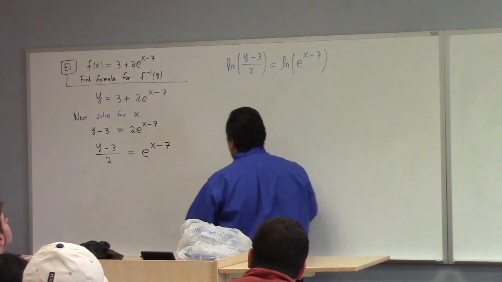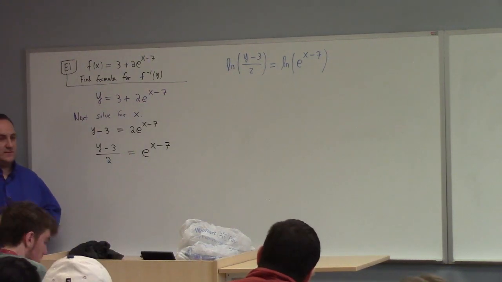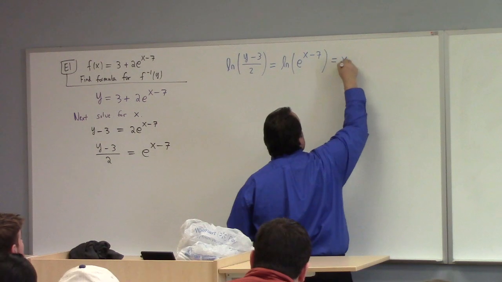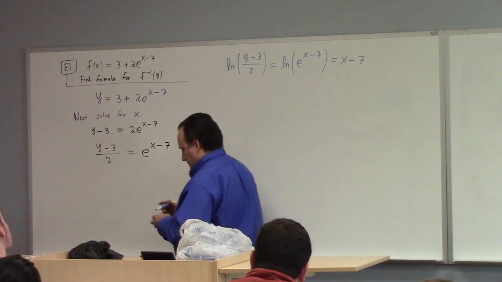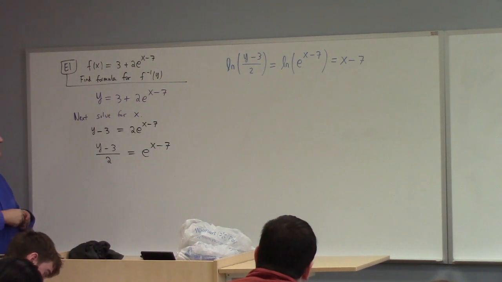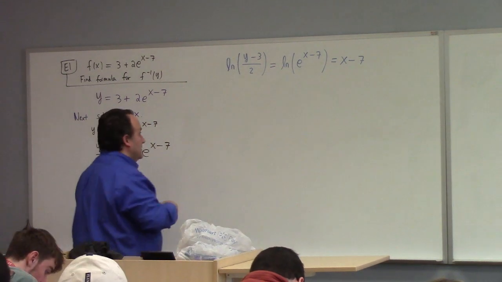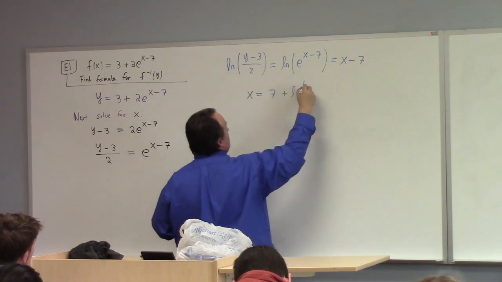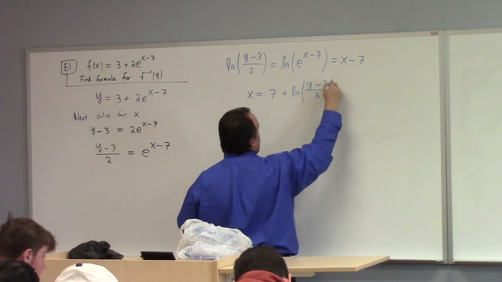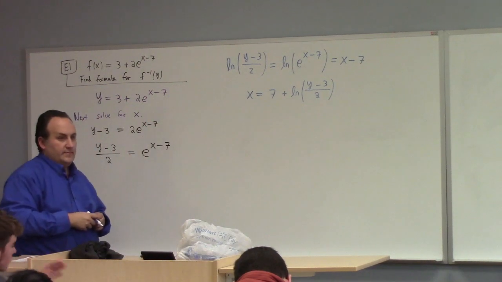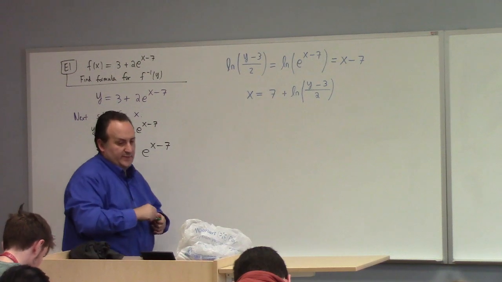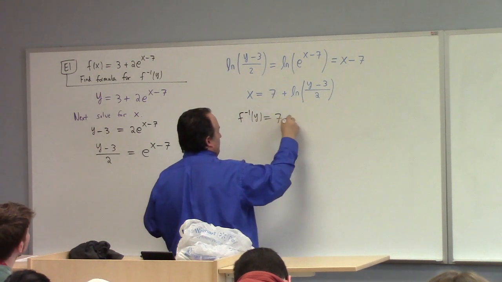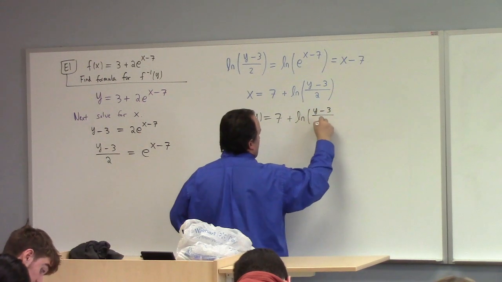But you see, the natural log and the exponential are inverse functions. So the right-hand side of the equation simplifies to just x minus 7. ln e is 1, that's true. Now I can solve for x. And what do we get? x is 7 plus the natural log of y minus 3 over 2. And there you go, that is the formula for f inverse of y. So f inverse of y is equal to 7 plus the natural log of y minus 3 over 2.